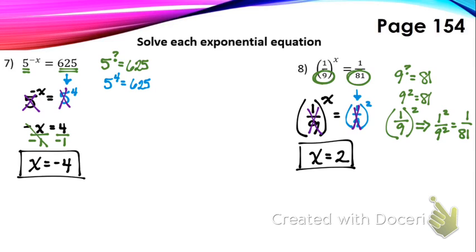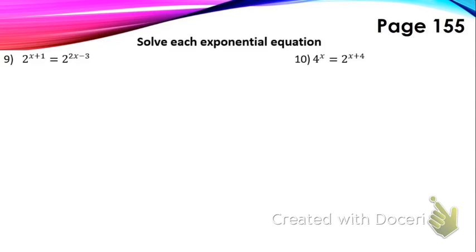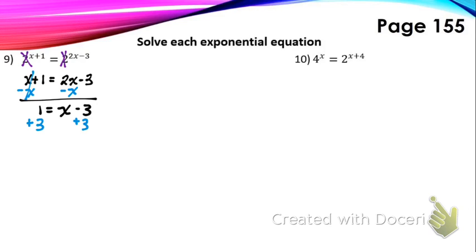I do realize the warning bell just went off, but flip the page real quick. Look at number 9. What do you notice about that one? Bases are already the same, so what can I do right from the beginning? Cross them out. So I have x plus 1 equals 2x minus 3. Do we know how to solve that? Yeah, we do. I'm going to subtract x from both sides. I get 1 equals x minus 3. And then I add 3 to both sides. So x is what? 4.